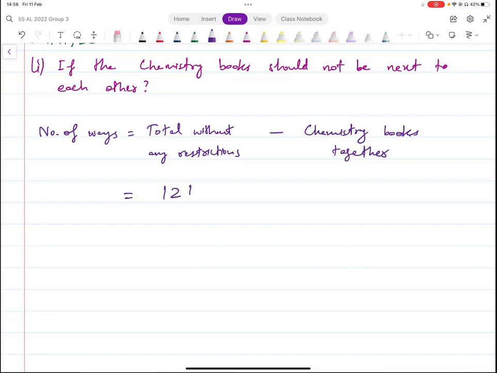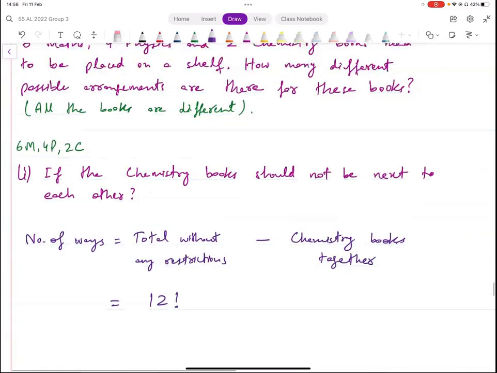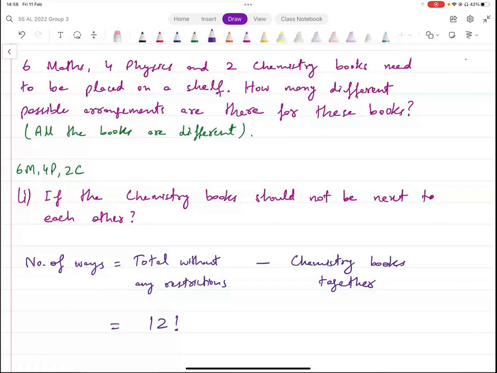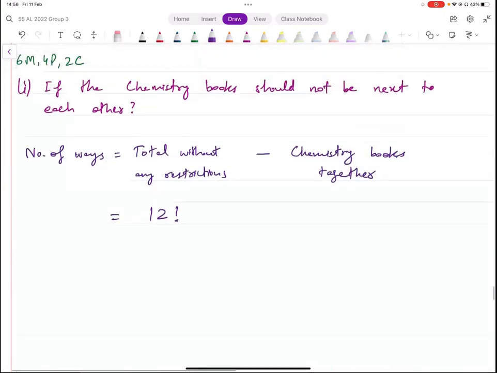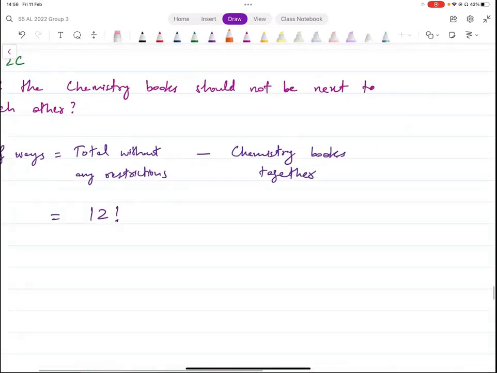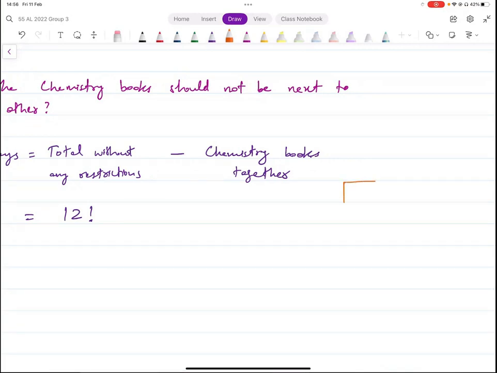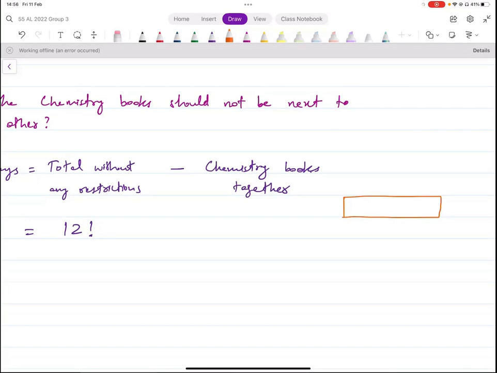Total हमारे पास क्या था? 12 factorial. वो तो काफी स्ट्रेट फॉरवर्ड है. We've got 12 books, तो उनको अगर कोई भी restrictions नहीं हो उनको अरेंज करने के कितने ways होंगे? 12 factorial. ठीक है. But then we have chemistry books together. Chemistry books together होने का क्या मतलब है? We have 11 boxes in total, right? 11 boxes आपके पास total है. Let's say total 11 है, you've got 11 factorial from that, and then inside that you've got 2 chemistry books.